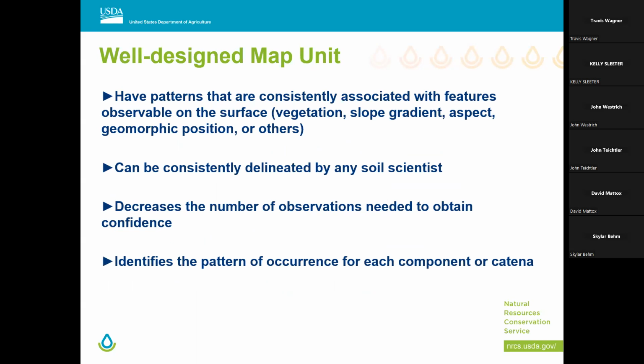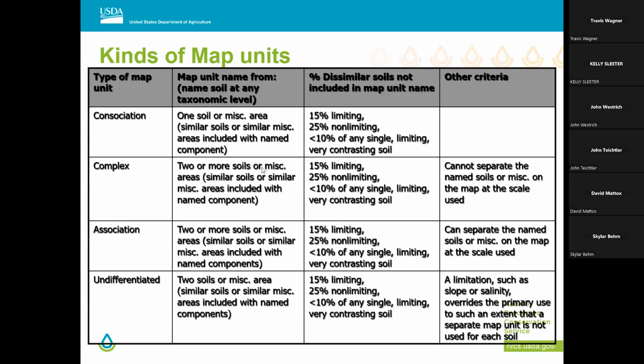So in order to have that, we need to make consistent patterns for a well-designed map unit. This includes all of the CLORPT, or the soil forming factors, and should be able to be consistently delineated by a soil scientist. This decreases the number of observations needed when you have a strong and high confidence in your model. And then you also identify the occurrences for each of the components in the map unit, as well as the anomalies that might not necessarily fit what that design is.